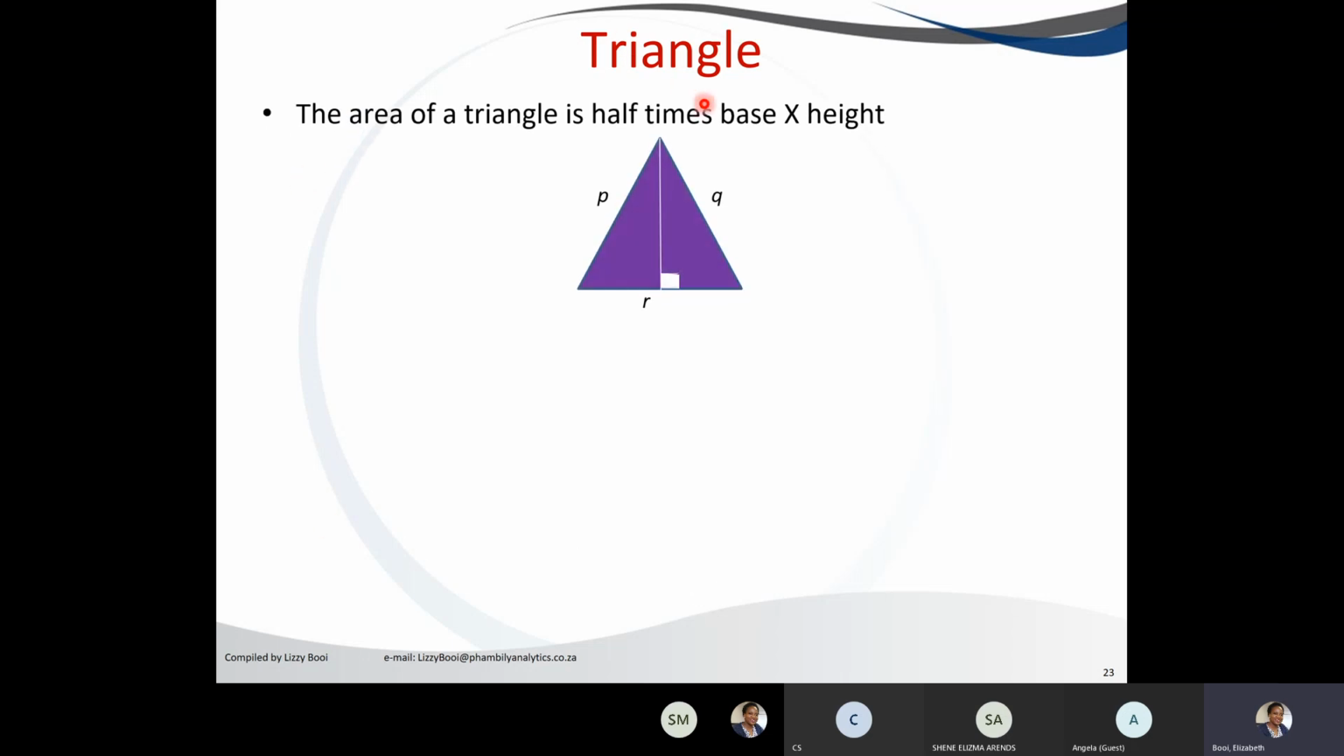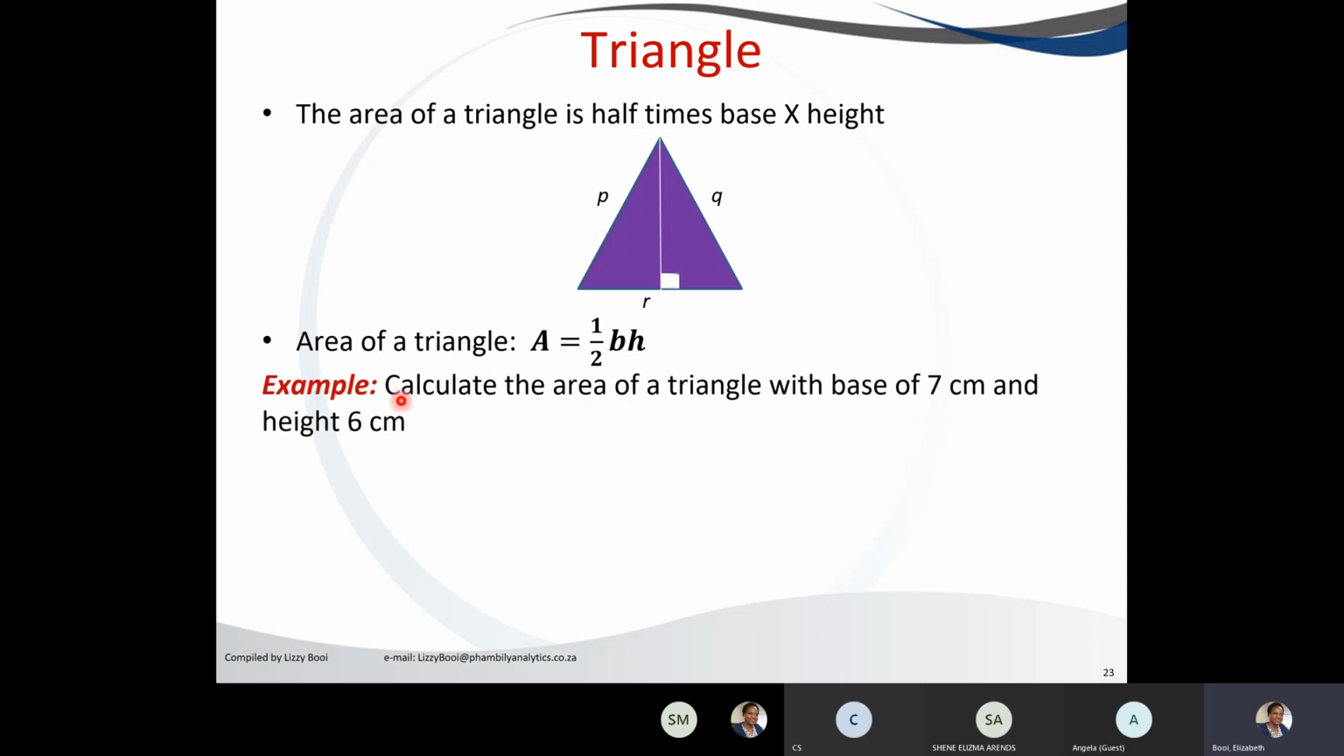And calculating for the triangle, we know that the triangle is half of a rectangle. So the formula for the area of a triangle is half base times height. We use the height of the triangle and the base of the triangle, but because we're only interested in half of it, we divide by 2.